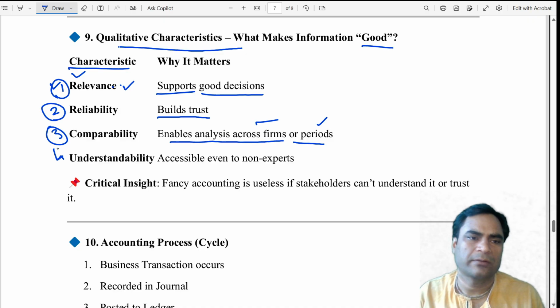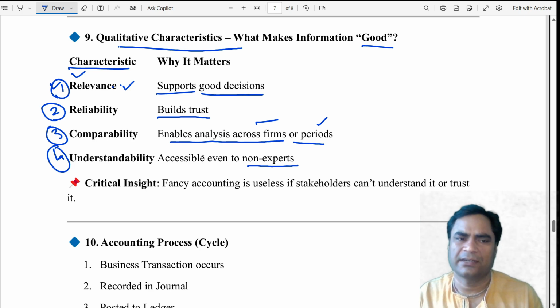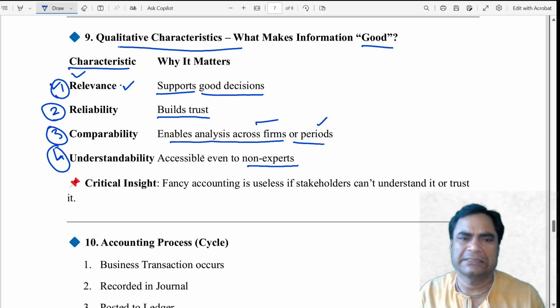Understandability. Accounting information should be understandable. It means easy to understand. It means even the non-experts can understand. Non-experts can understand just by having some general knowledge of the accounting. They can easily understand the accounting information, right?